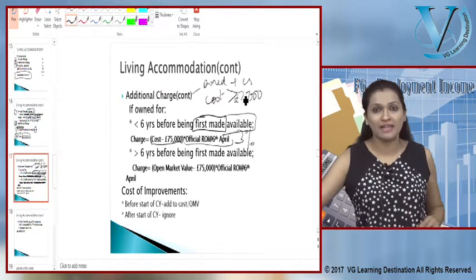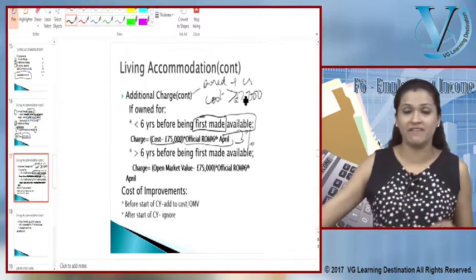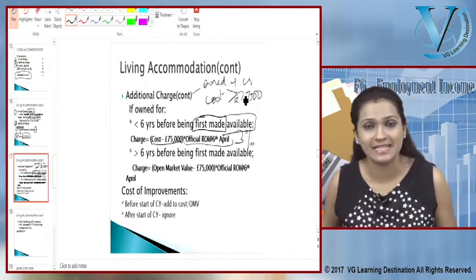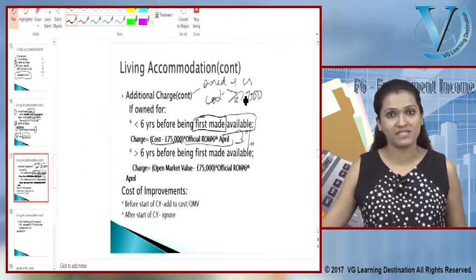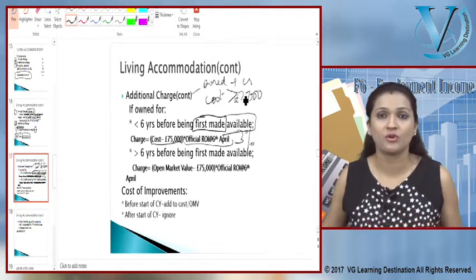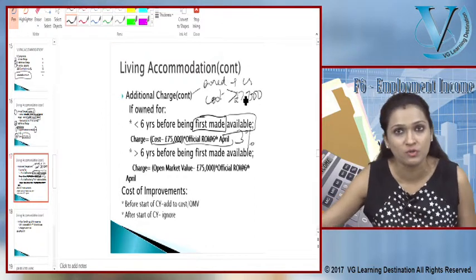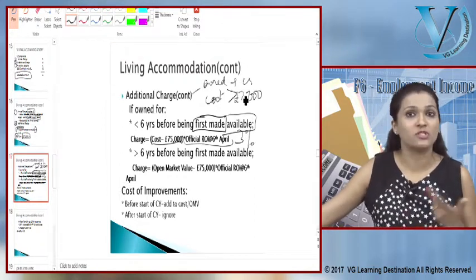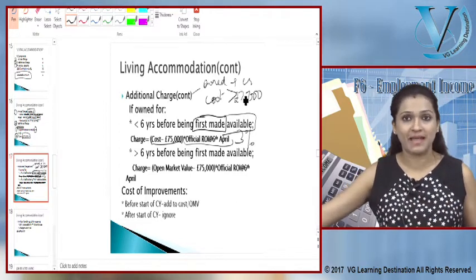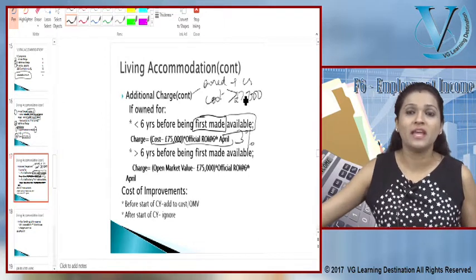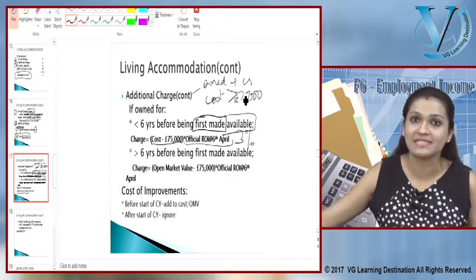So basically, what do you levy? Depending upon how many years have passed since this property was first made available, you're going to look at whether it is more than 6 years or less than 6 years. So depending upon how many years have passed by, you're going to consider what is going to be the additional charge. If it is less than 6 years, you're going to use the historic cost of the property at which you bought the property, minus from it the threshold level of 75,000, and multiply this with the official rate of interest, which is 3% as at the 6th of April 2016.